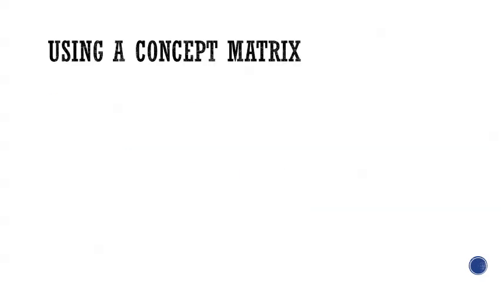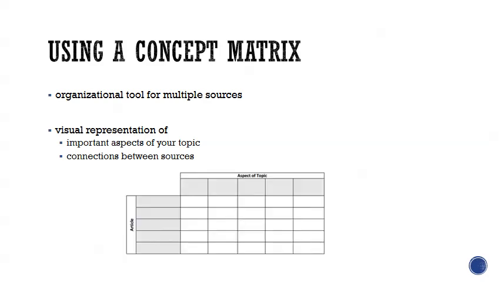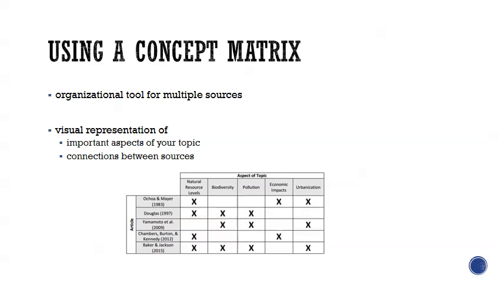A concept matrix is a useful organizational tool for synthesizing multiple sources. It provides a visual representation of both the important aspects of your topic and connections between sources. To make a concept matrix, start with a grid. Then list the authors or sources down one side, and the specific aspects of a topic or themes across the top. You can then mark which sources address which aspects, giving you an easy-to-see overview of potential interactions between sources. Let's take a closer look at how you move from this matrix to building your synthesis.